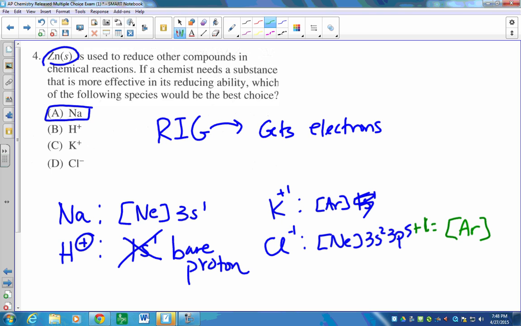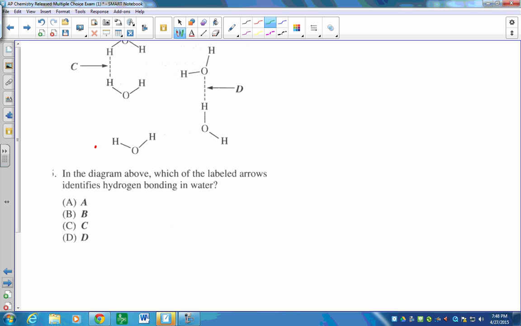Now, which of the following species would be the best choice to pair it with an atom that wants to get electrons? Well, guys, it's not this one. It doesn't even have an electron. How can it give them away to something else? And it's not this one, and it's not this one. This one has a noble gas core, and so the only answer that makes sense is A.